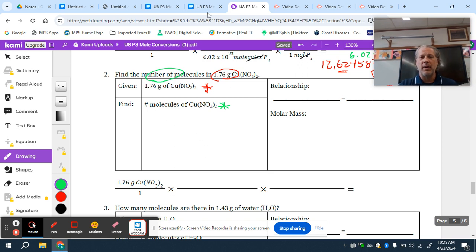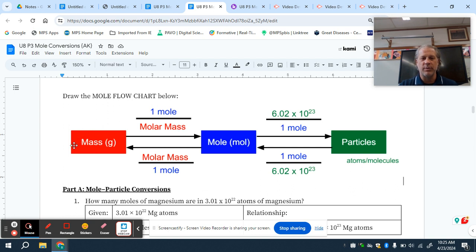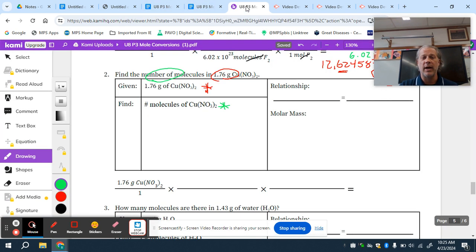So I'm going to start by looking at my mole flow chart, and I'm going to start with grams and go to moles and moles to particles. So it's going to be a two-step problem again. So when I go from mass to moles, I need to calculate the molar mass. And at this point, I need to do that first before I do anything else. So I'm going to take a look at what I've been given here.